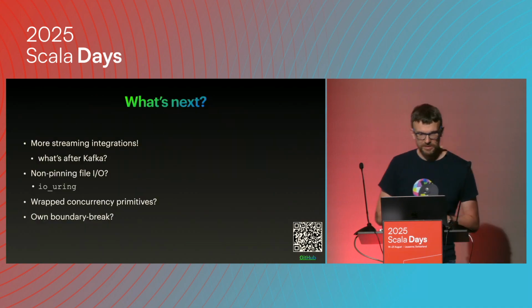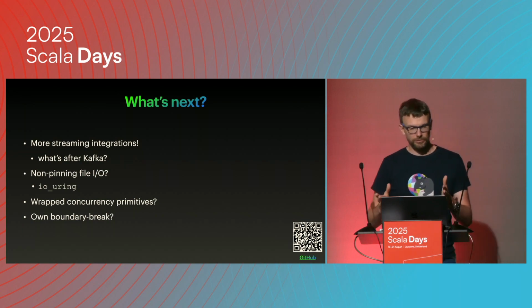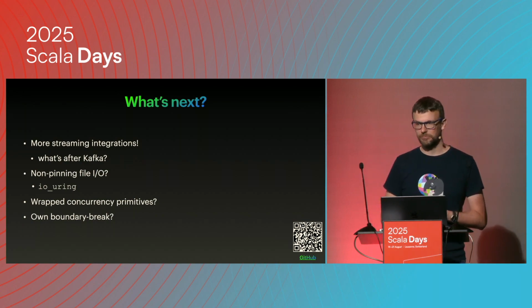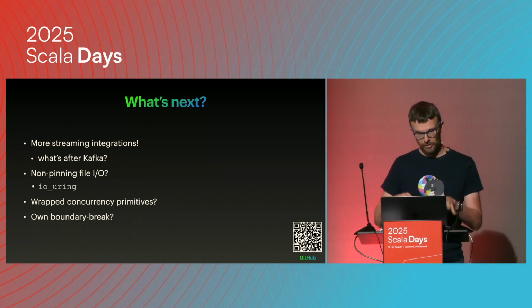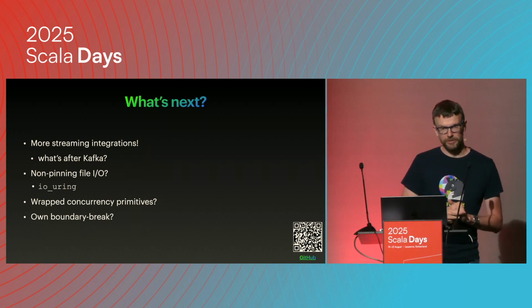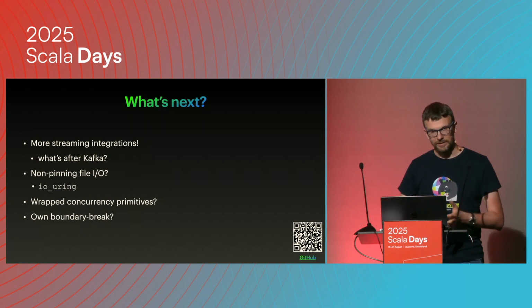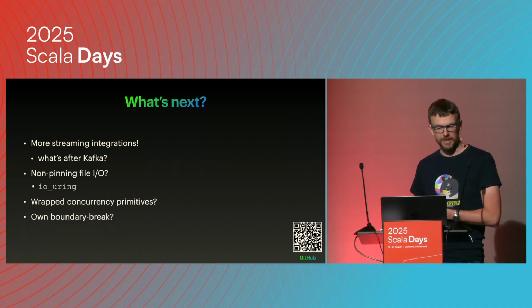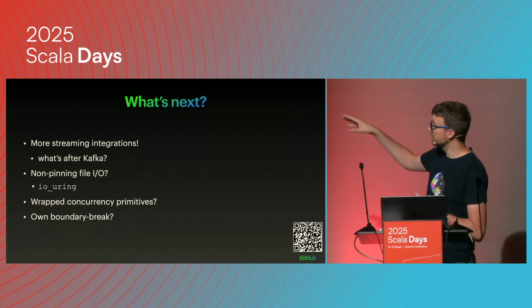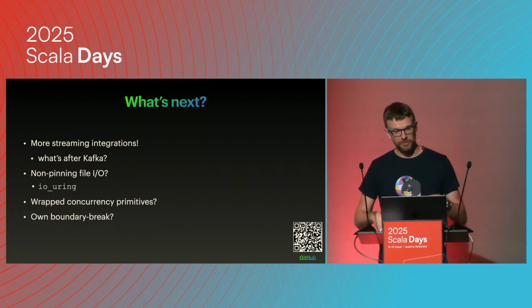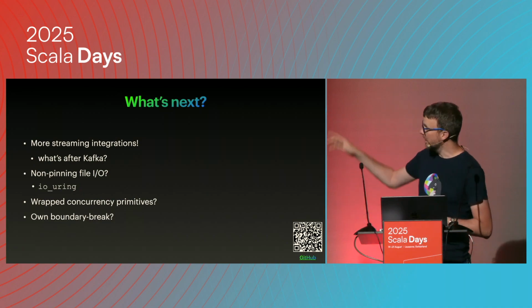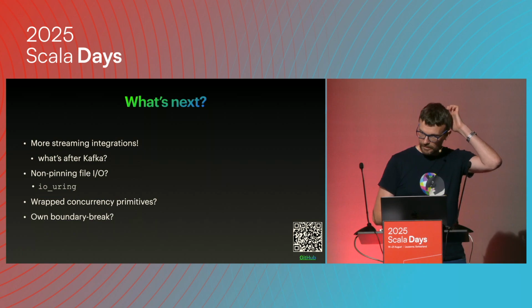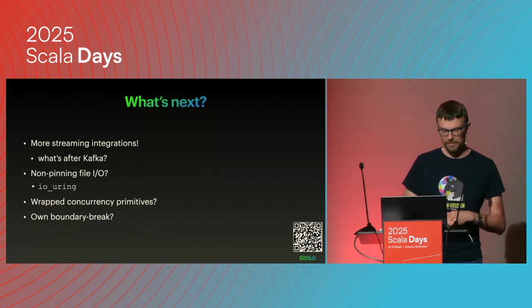Okay, so what's next? That's mainly a question to you, the users. I guess more streaming integrations would be great to have. So far we have Kafka. The question is, what's after Kafka? We might also work on non-pinning file I/O. Pinning is a phenomenon that's characteristic of virtual threads. It's when we block the underlying platform thread and are not able to reuse it for running virtual threads. And this happens whenever you run file operations, because file operations from the operating system perspective never block, but they sometimes take a long time to complete. Using io_uring in Linux might be a solution here. So that's something to explore.